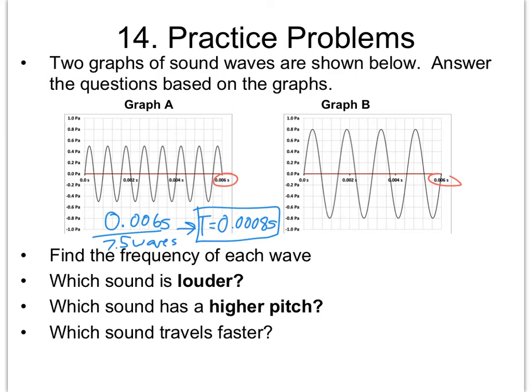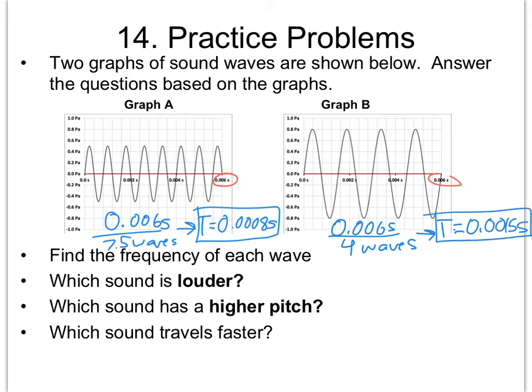And I'm going to do the same thing here for B, and then we'll get the frequency of both. So with B, I have 1, 2, 3, 4 waves in that same time period of 0.006 seconds represents 4 waves. And so that means that the period for this one is 0.0015 seconds. And so from there I can go ahead and determine the frequency of each.